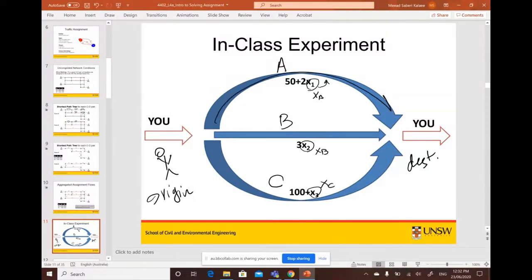So you can either take A, or take B, or take C, and you know the travel cost, as I said here. And that cost is a function of the volume. What you don't know is what the volume is, okay? And your objective is you want to get from your origin to destination as quickly as possible, so you want to take the shortest route. Which one is the shortest? Which one is the fastest?